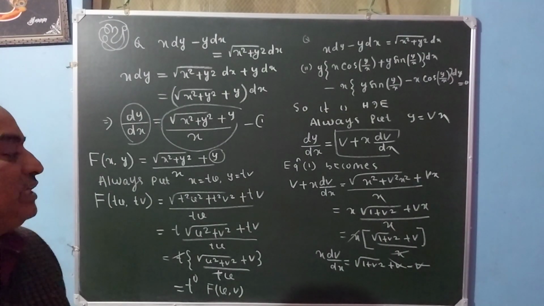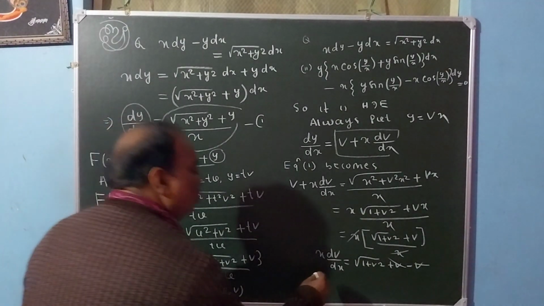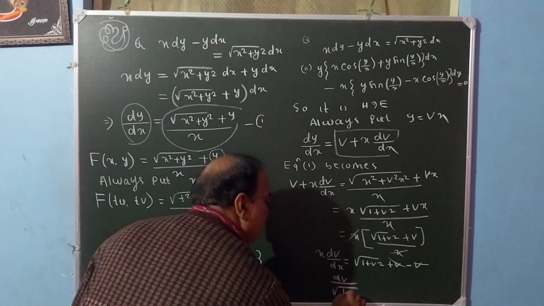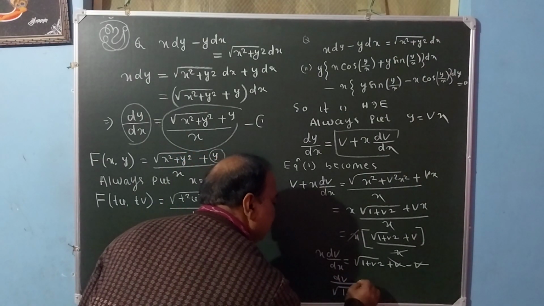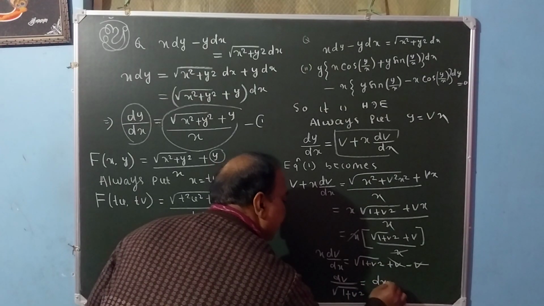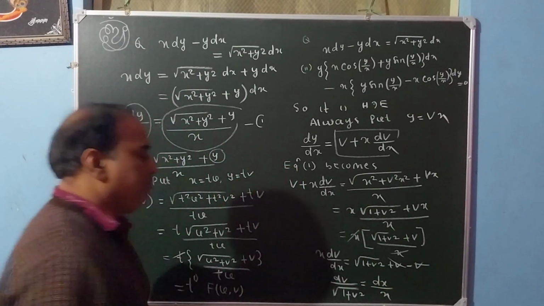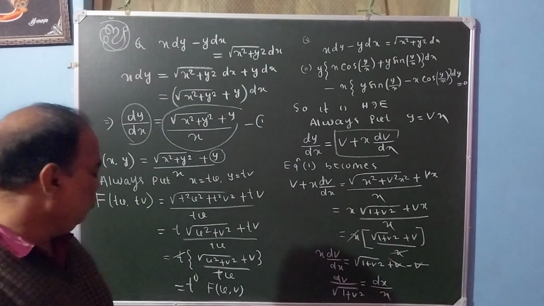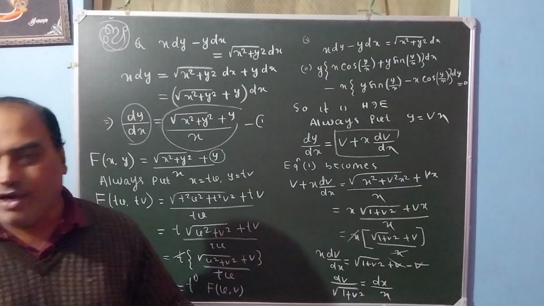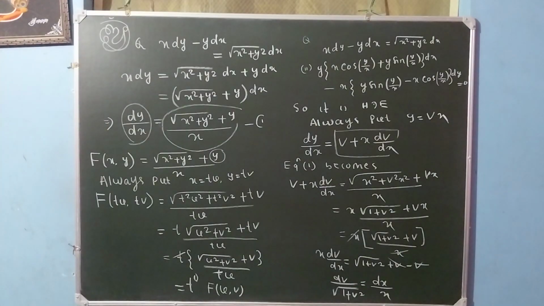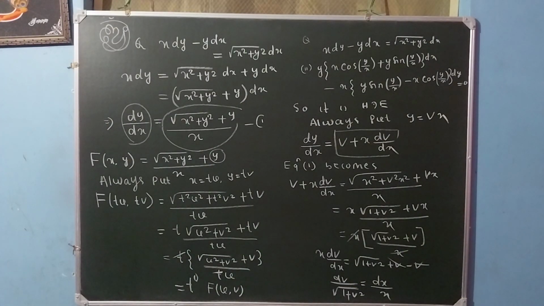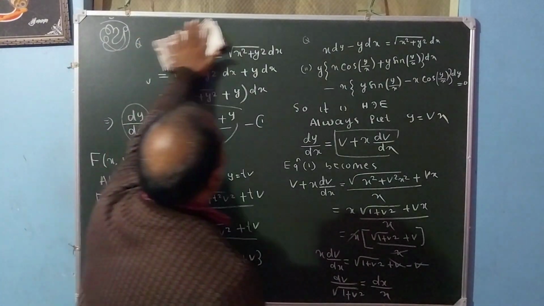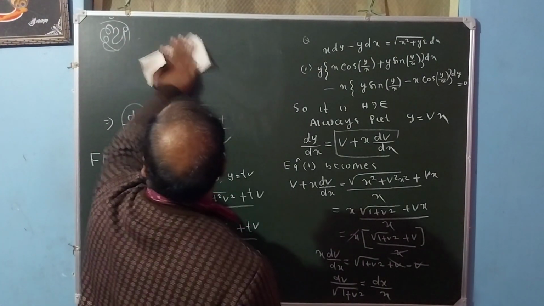Now we have to separate the variables. So we get dv by root over of 1 plus v square is equal to dx by x. Variables are now separated. Integrating on both sides.